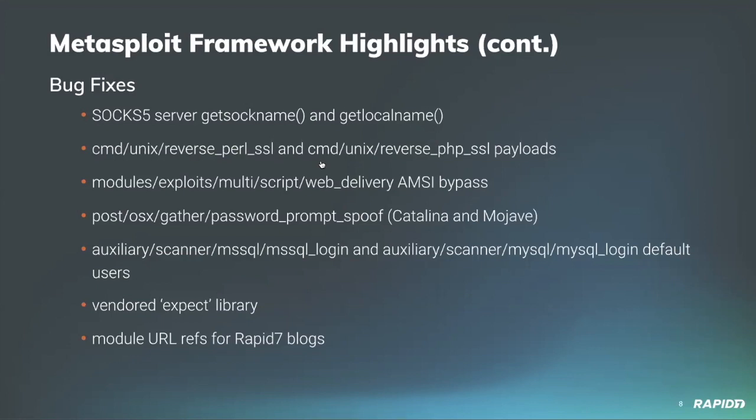Our own Adam Kamek vendored the recently added expect library, which is used by the new OpenSMTPD module we just mentioned, to ensure Windows installs of the framework operate correctly. And our own Brent Cook made a pass through module URL references and updated ones which were pointing to outdated Rapid7 blog URLs to ensure they point to current Rapid7 blog URLs. Some good fixes there. Appreciate all those.